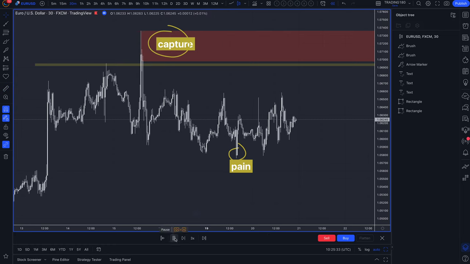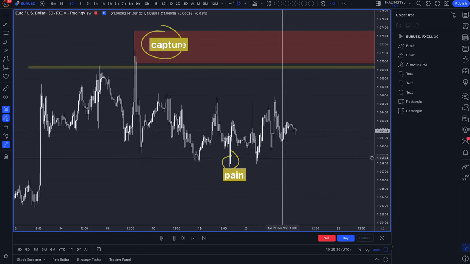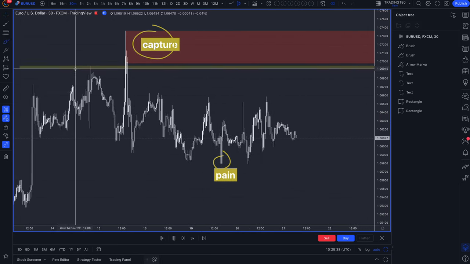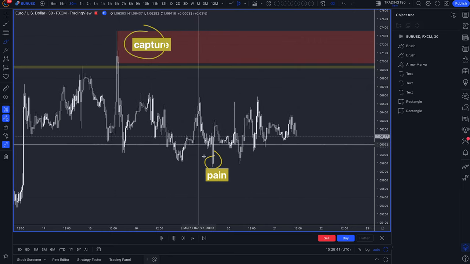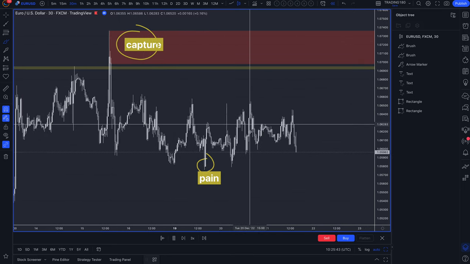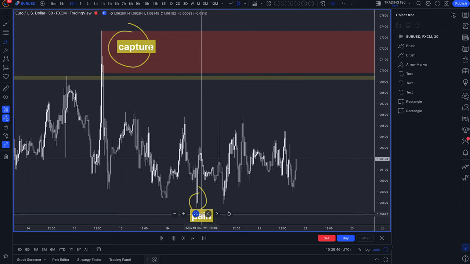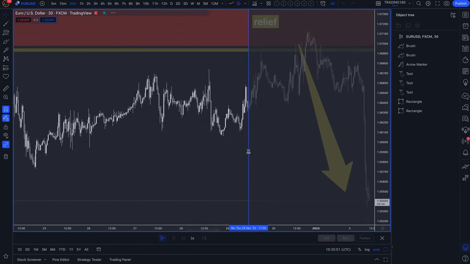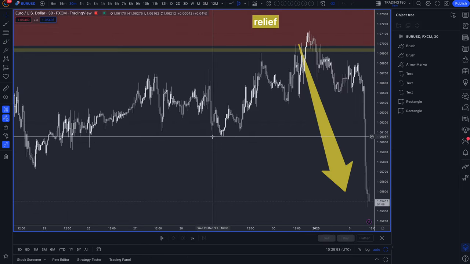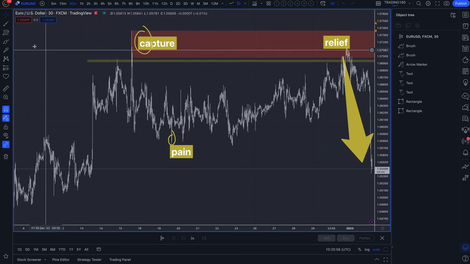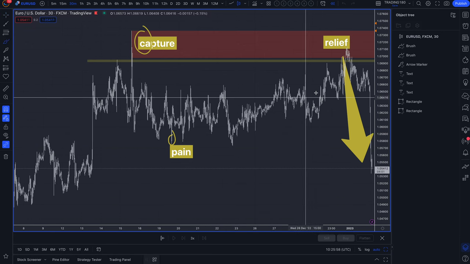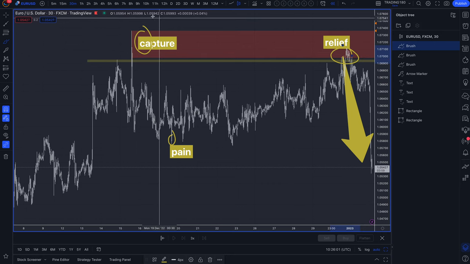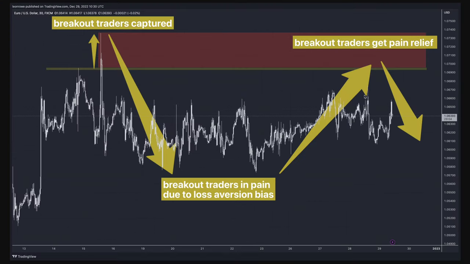So to varying degrees, traders are pretty much caught. And the longer that price doesn't return back to this area, and the deeper prices pull back, the more pain traders are going to be in. And so I'll just forward to the present. What we see, right, is that when price actually comes back up to this area here, as I had shown on the 29th of December, breakout traders get pain relief.